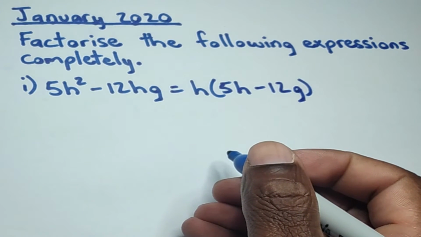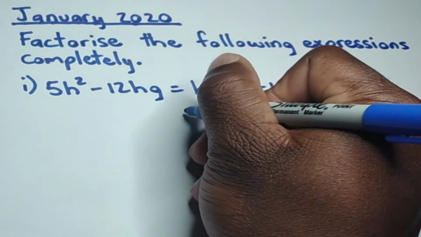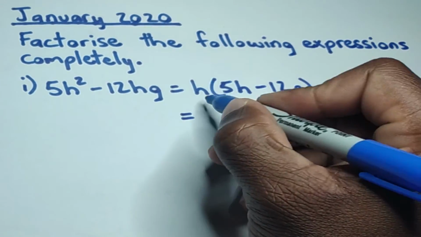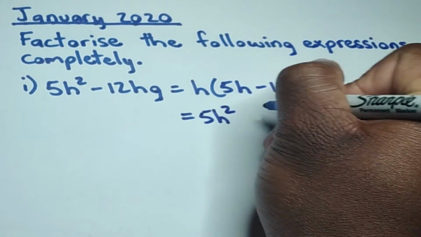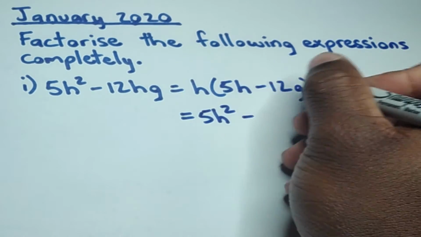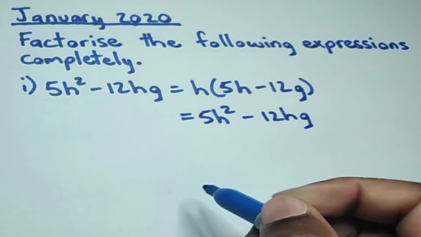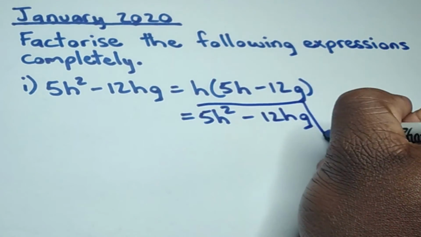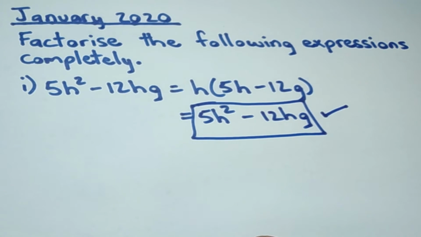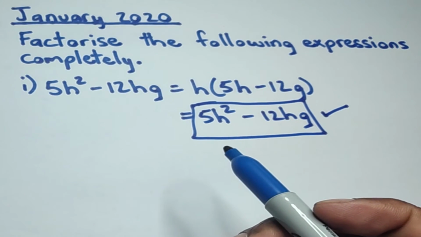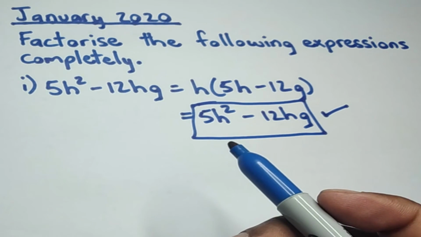And that's pretty much how we treat the first part of this question. And if you want to check and see if your answer is correct, you can expand this thing out. So h times 5h will give you 5h squared, minus h times 12g is 12hg. So that lets us know that we did the correct thing. So that's how you treat the first part of the January 2020 factorization question.